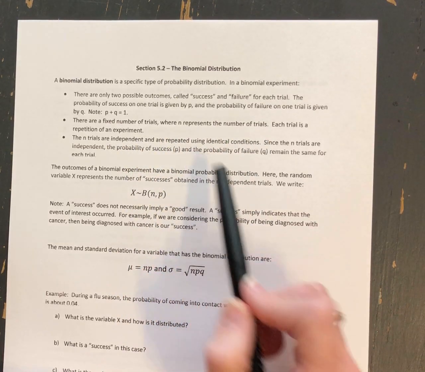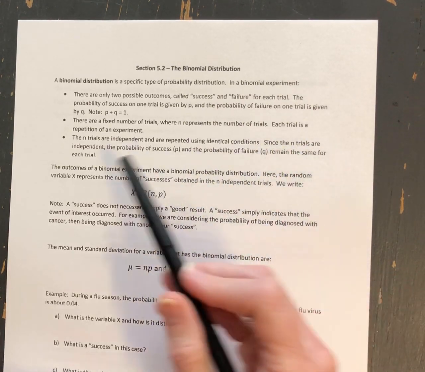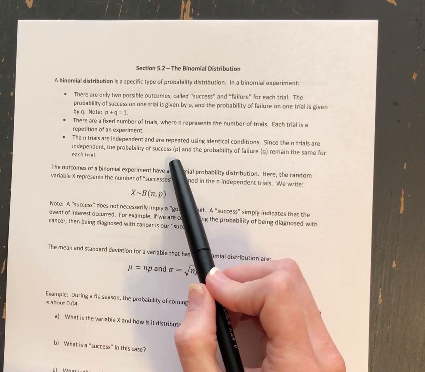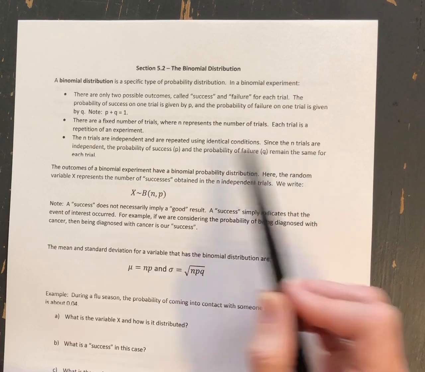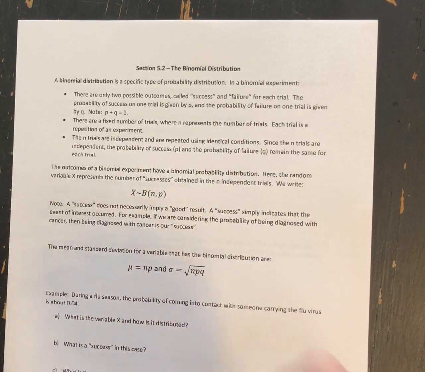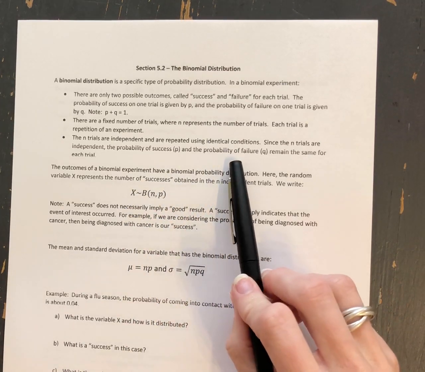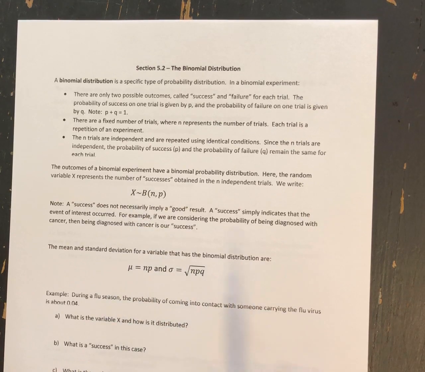Also, we're repeating each trial using identical conditions. And since the n trials are independent, the probability of success P and the probability of failure Q need to remain the same for every repetition of the trial. So we're going to look at some notation, and then we'll get into an example.